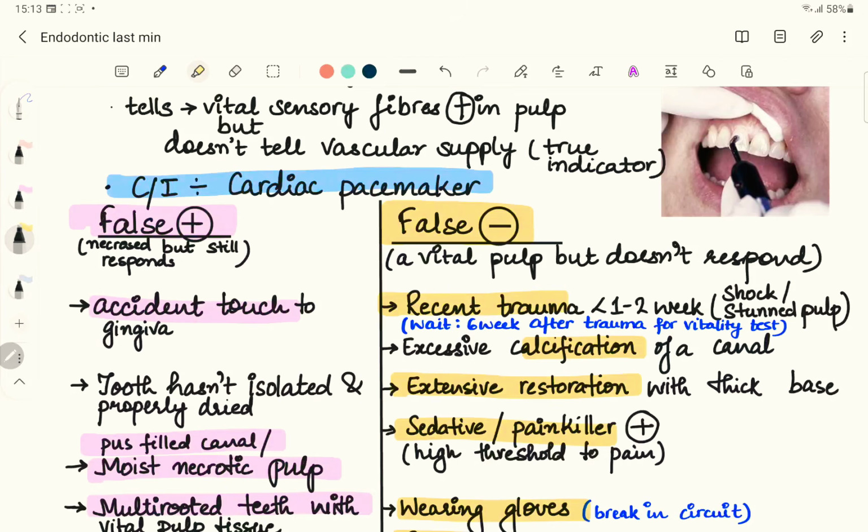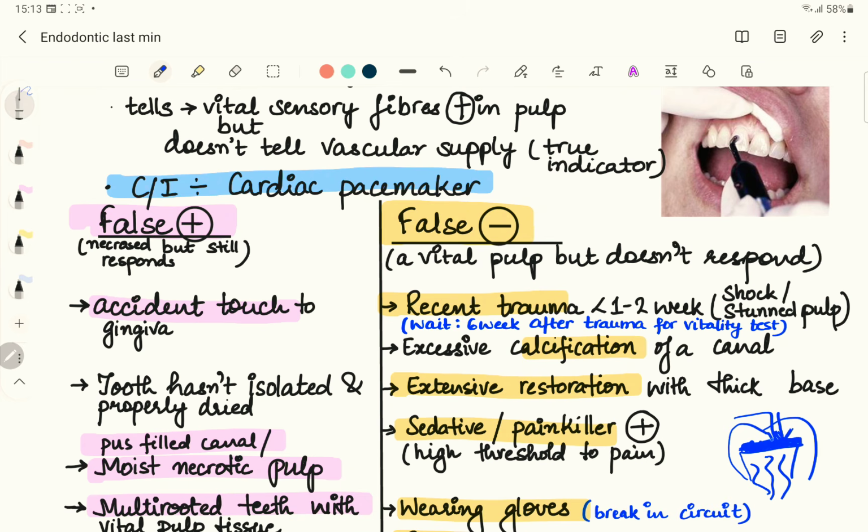Actually, after a trauma, we wait for at least 6 weeks before performing any vitality test. But you can perform laser Doppler flowmetry. Or if there is excessive calcification of the canal, now what happens? Suppose this is the pulp chamber, and here we have the tooth. If the canal is calcified and you try to pass electric current, the current will not reach the pulp because of the calcified tissue, the hard mass of calcification of the canal.